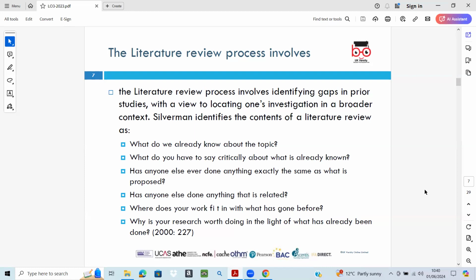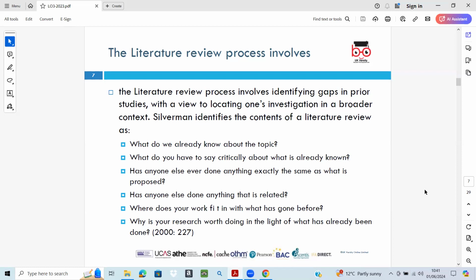An example is that your work on long-term telehealth efficacy could fill a crucial gap identified in existing literature, addressing long-term health outcomes that previous studies have neglected. Then the last one, why is your research worth doing in light of what has already been done? We need to justify the importance and relevance of our research. We need to explain why our study is necessary and what unique contribution it makes.